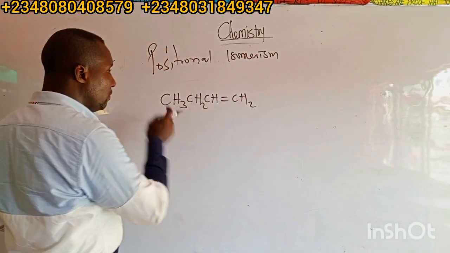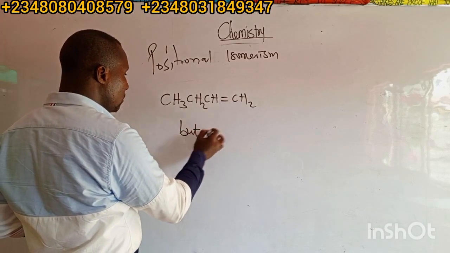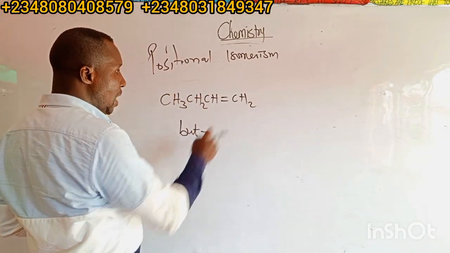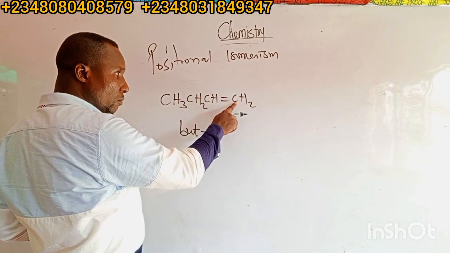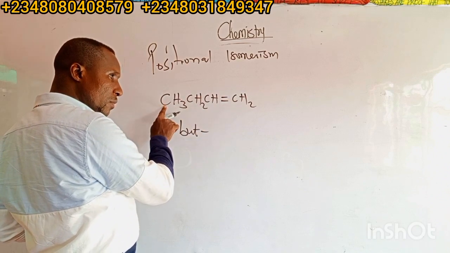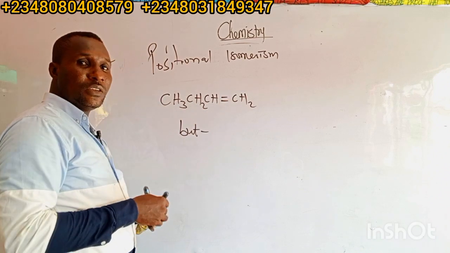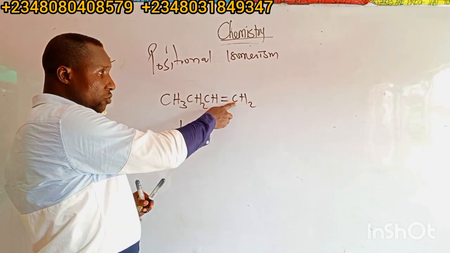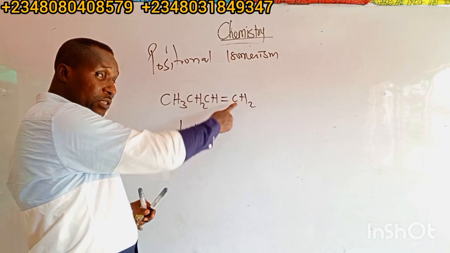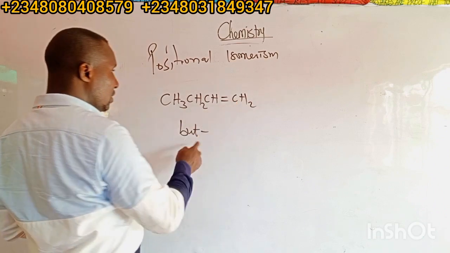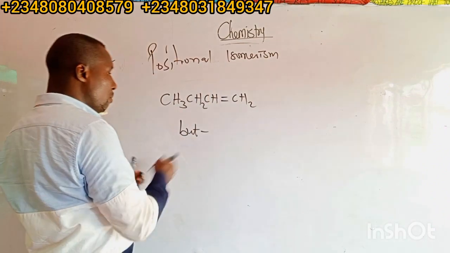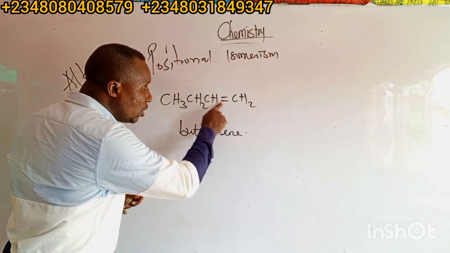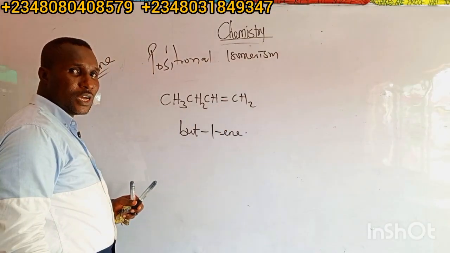Look at this. The name of this is what? But. 1, 2, 3, 4. But, 4 carbon atoms. Then the double bond is after the first carbon atom. This one is the first carbon atom, not this. You will count from the point which is close to the functional group. And what is close to the functional group is this one. That means the double bond is after the first carbon. But-1-ene.